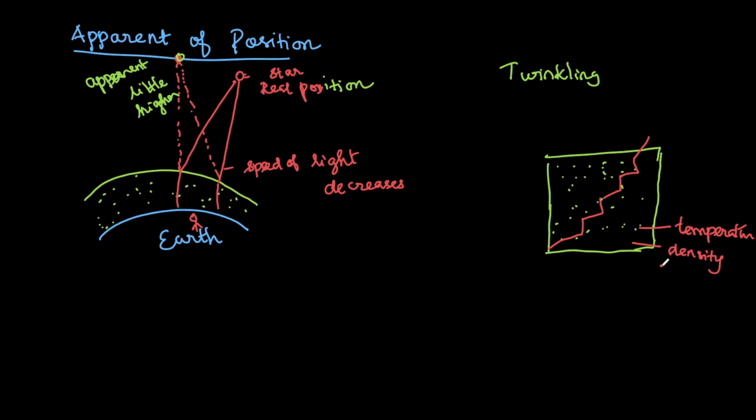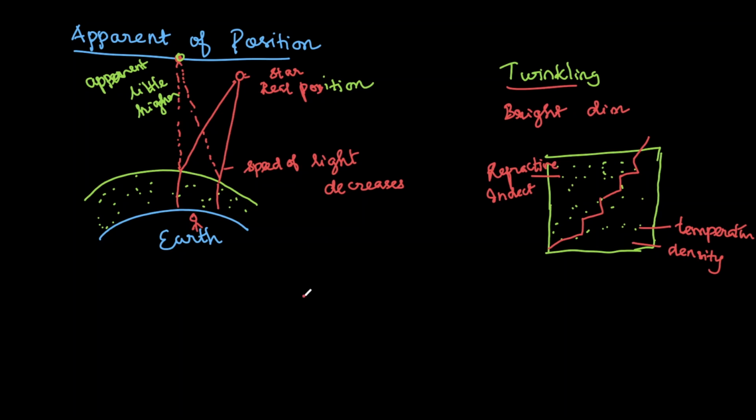The temperature and density of the air keep on changing. It is changing the refractive index. So the light from the stars bends many times, and after bending, it reaches the surface of the earth. So it causes the twinkling effect of stars. Stars sometimes look bright, and sometimes look very dim.